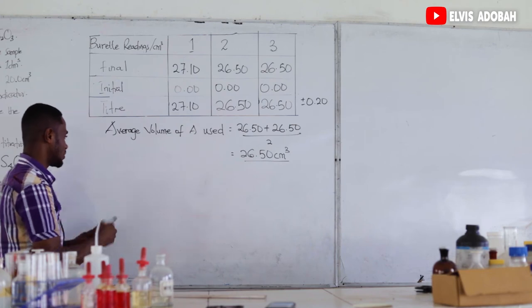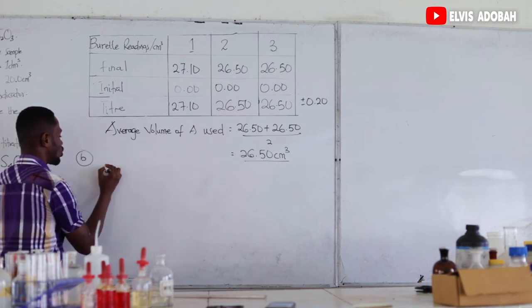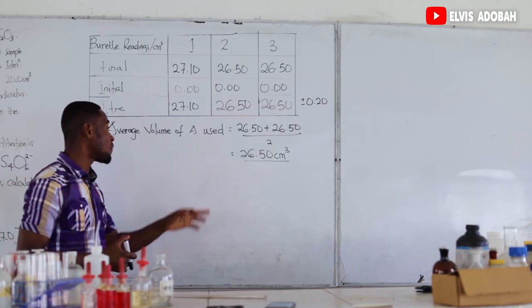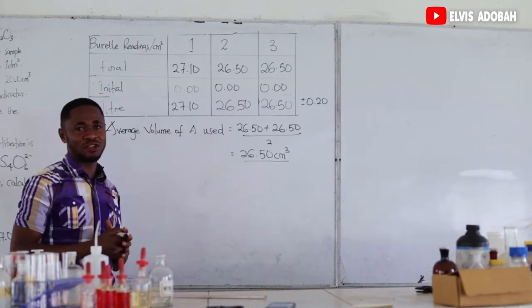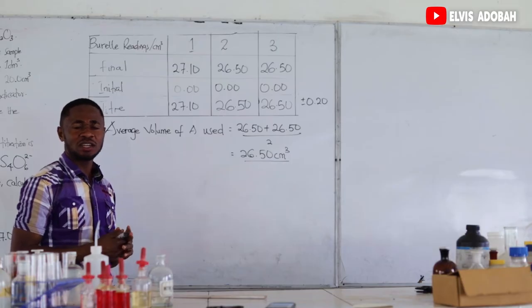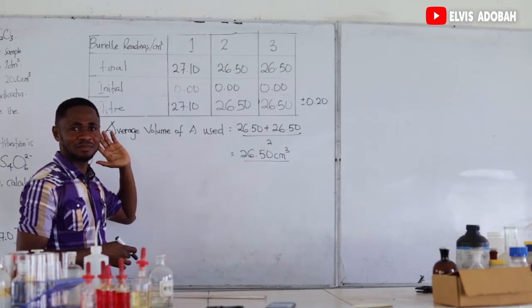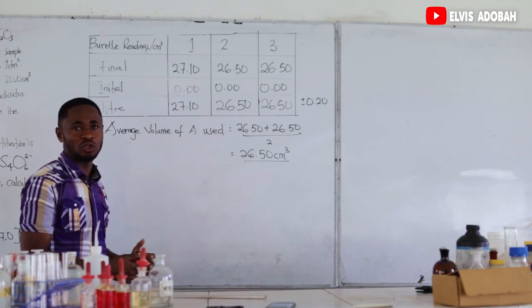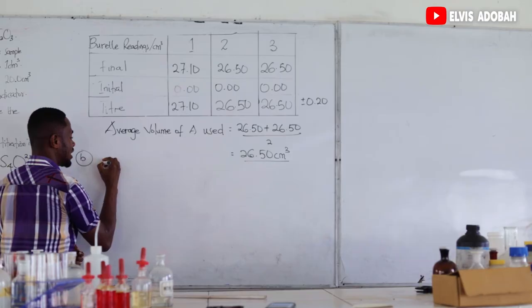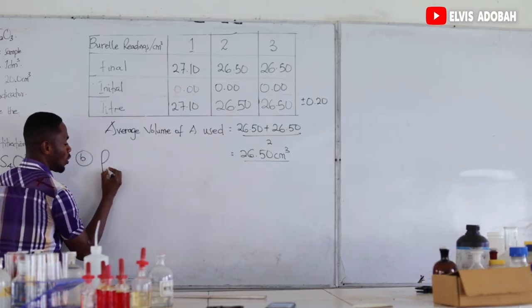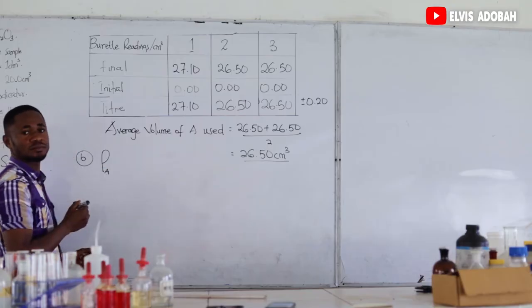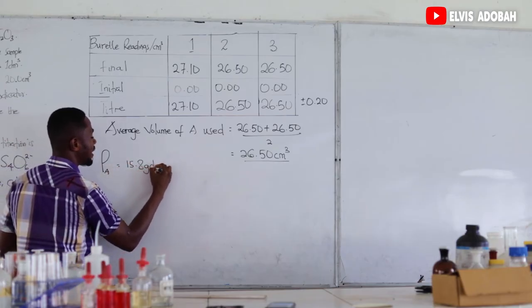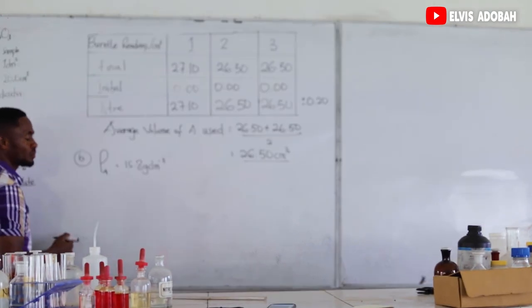The first question we have been asked to solve says we should calculate the concentration of A in mole per decimeter cube. But before we do that, the question gave us some parameters. And we also got some parameters during our titration. Let's put those parameters down. The question gave us mass concentration of A to be 15.8 gram per decimeter cube.